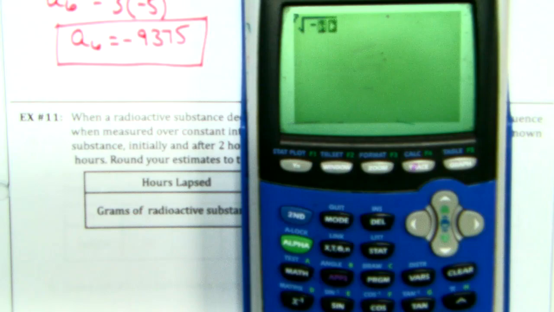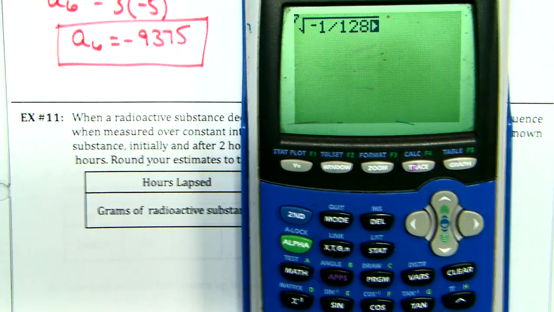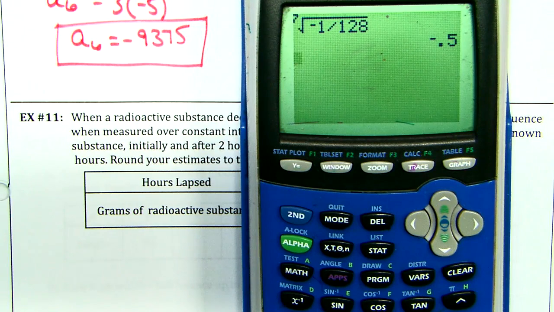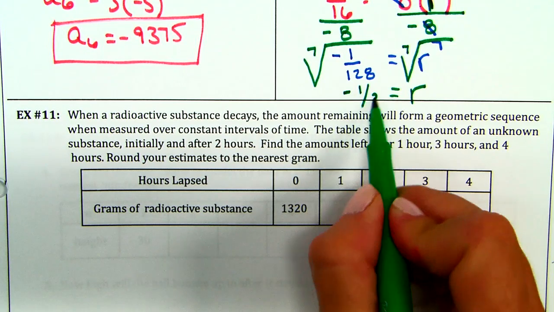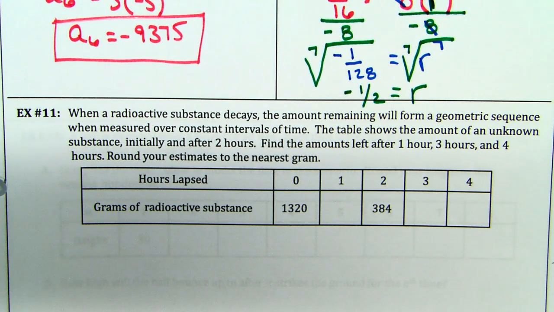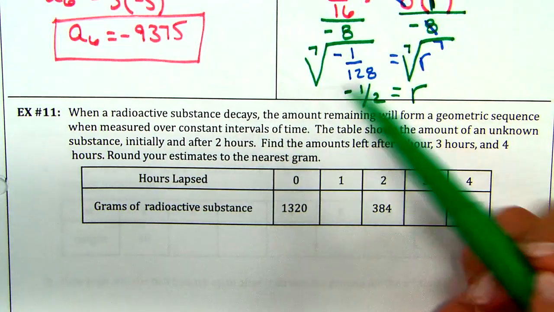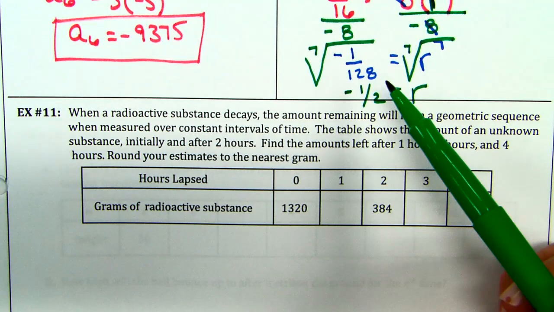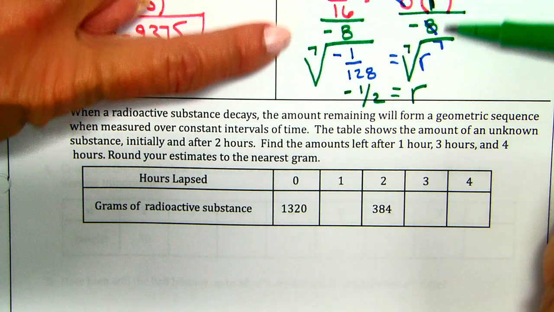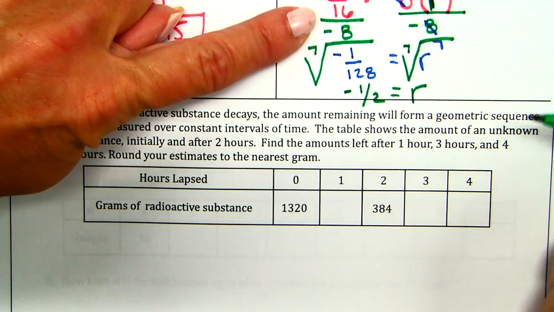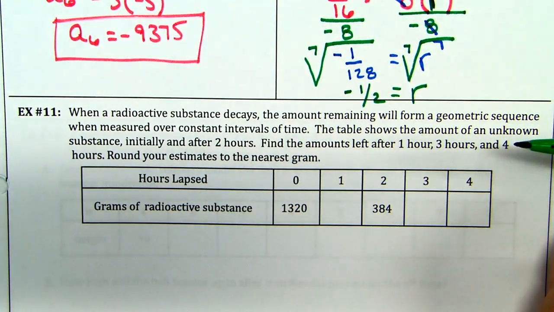And then negative 1 over 128, negative 1/2. R is negative 1/2. That's it. Or 0.5. Okay, so tricky. Lots of places you could easily make mistakes, but I really like how it kind of forces you to understand the connection between all the variables. Okay, but like I said, I didn't give you any like that.